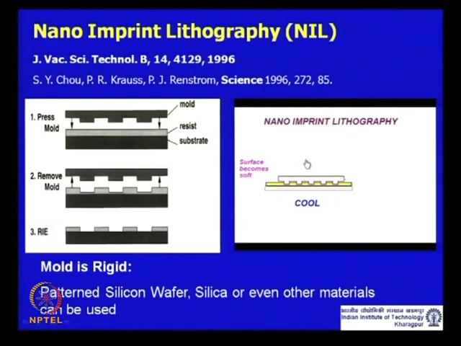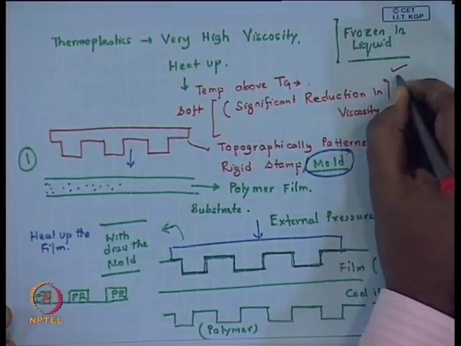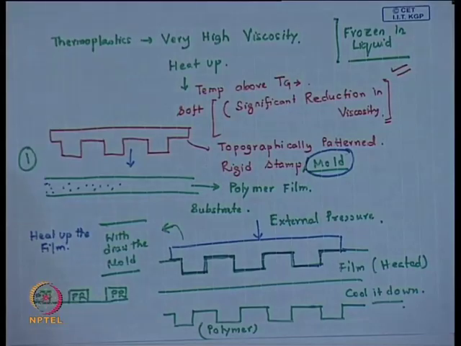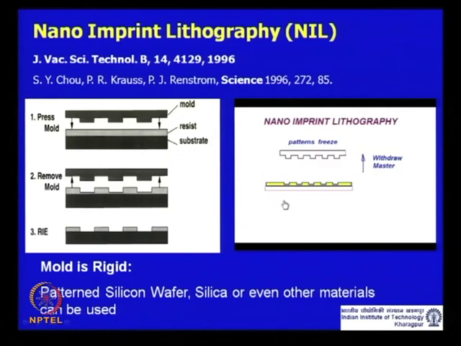The stamp is pressed against the polymer layer with the application of external force. Cool it down so that the polymer goes back to its frozen state, and then at this stage you would like to remove the stamp. So, the pattern freezes and you remove the stamp and you get a negative replica of the stamp pattern on the film surface.